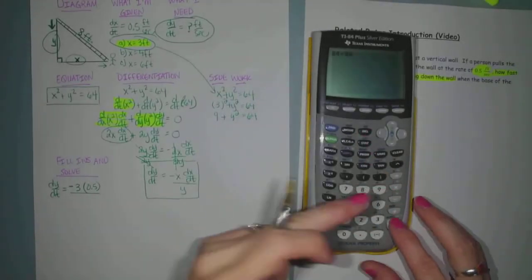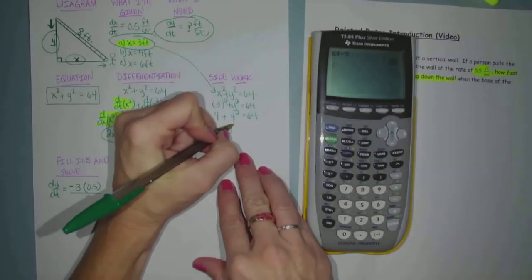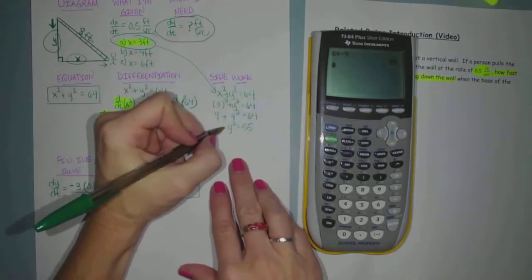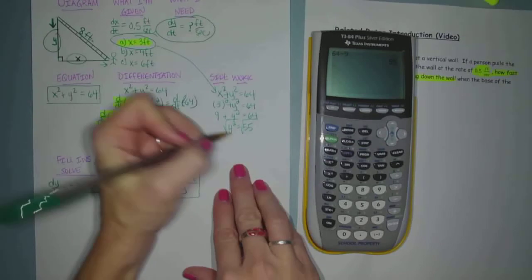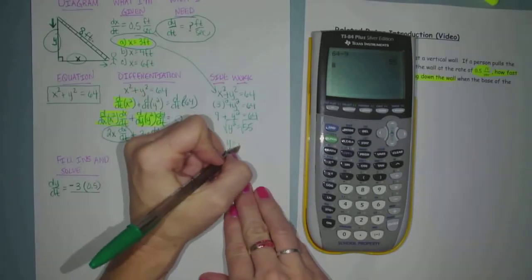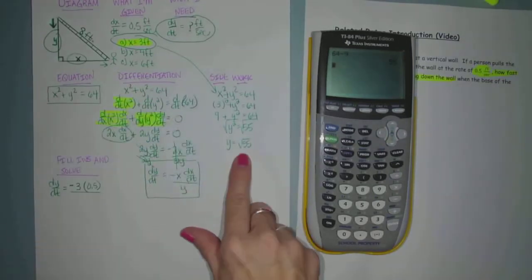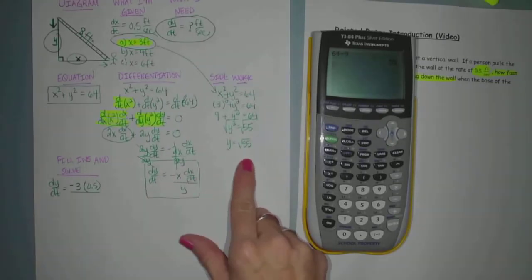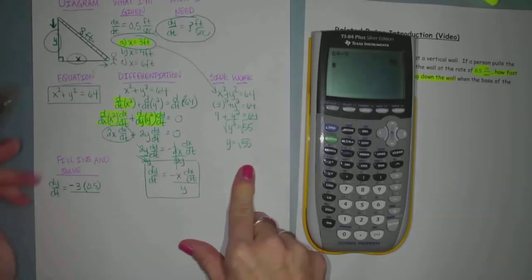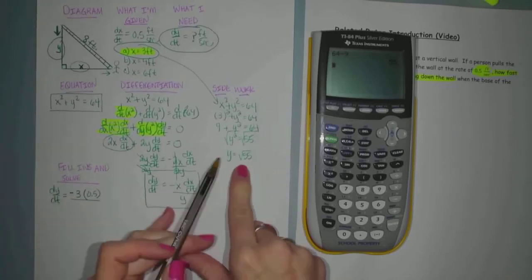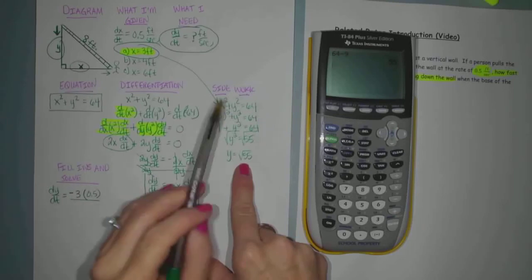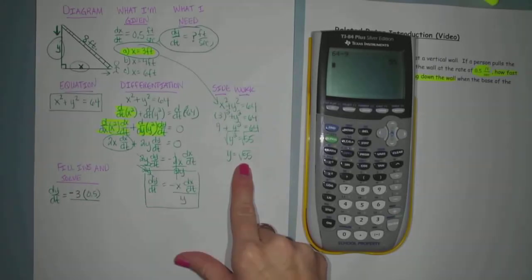Subtract my 9. 64 minus 9 is 55, so y squared equals 55. And then I'm going to square root both sides. So y is going to equal the square root of 55. Because that's not perfect, I'm going to leave it in the root to keep it more accurate. I only want to round a related rate problem at the very end. So y is equal to the square root of 55 when x is equal to 3.